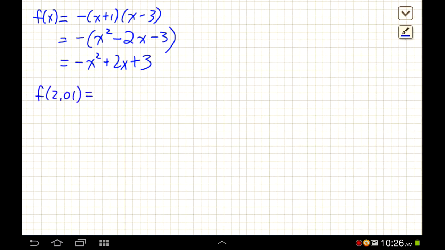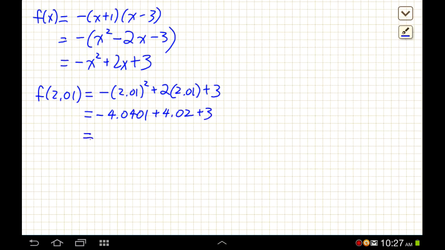The evaluation means we replace x with that particular number. So everywhere we see x, we replace it with 2.01. If you just crunch it out on the calculator or work it out on the side, you will get 2.9799, which you can see is very close to 3, but it's actually slightly less than 3.